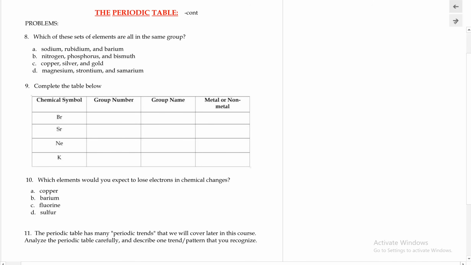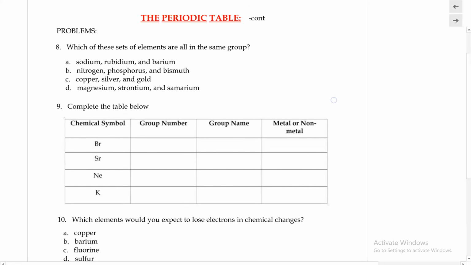So make sure you are familiar with some of these basic descriptions about the periodic table, how they are organized, and recognize some of the common names of the different groups and their properties. And please work on this problem to make sure that you know how to get the information.